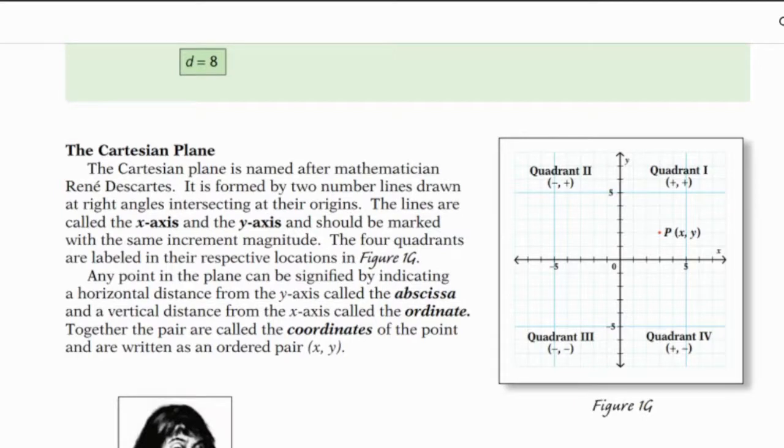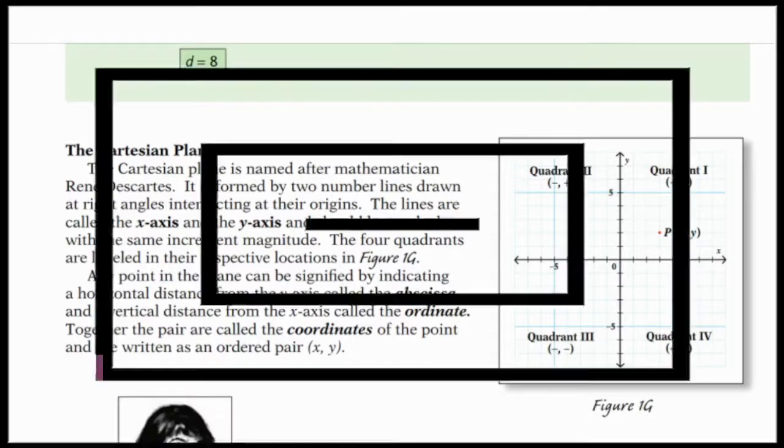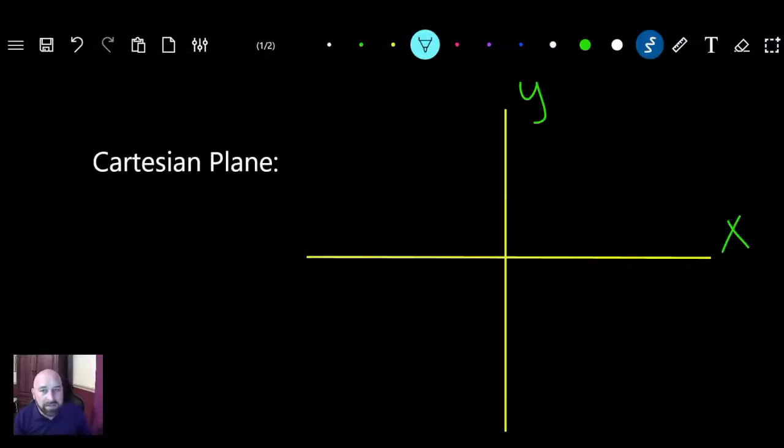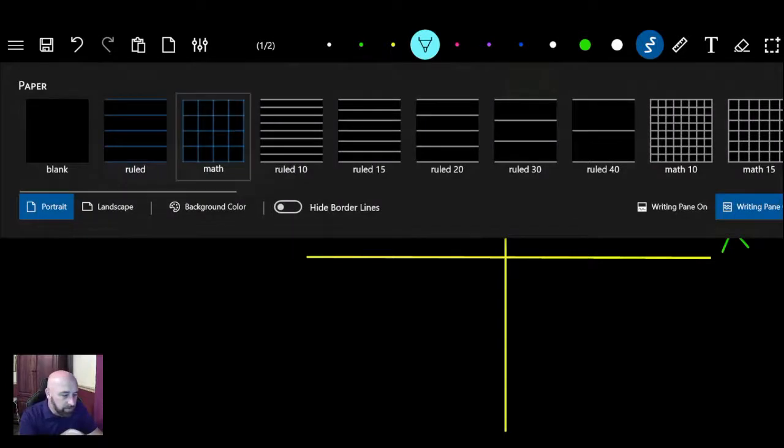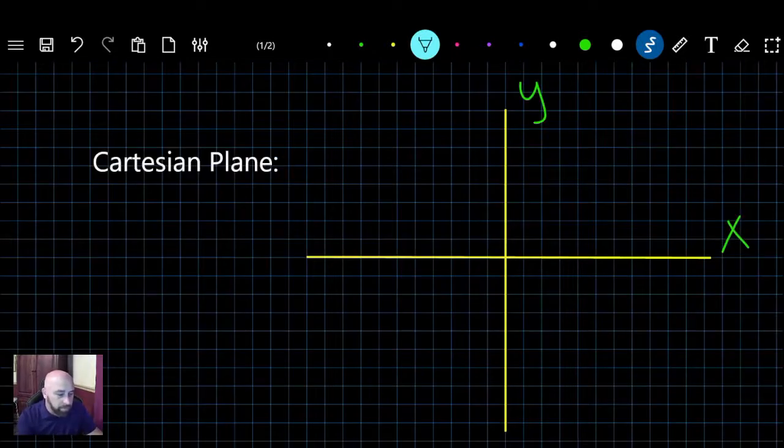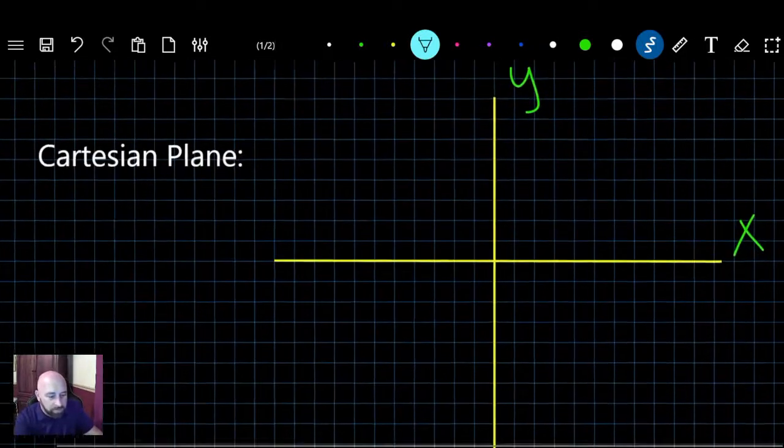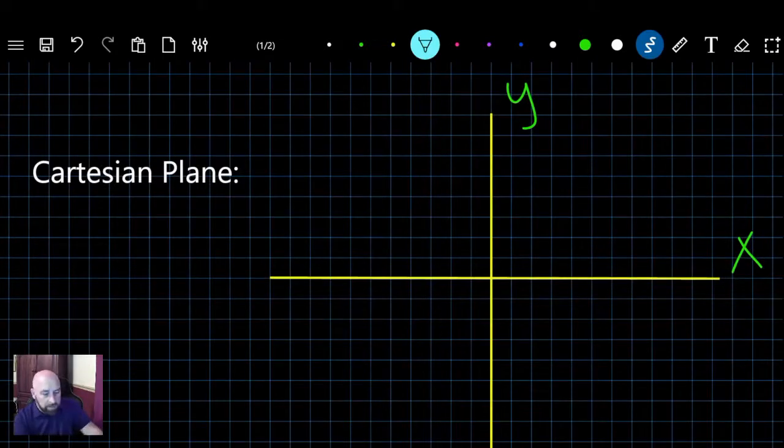All right, what are some key things on the Cartesian plane that I want you to know? Let's jump back over here to this screen and let's look at some key things. Really the big thing is this, and I can switch this over to graph paper, so maybe this looks a little bit better for you, or something that you're a little bit more used to. All right, so the Cartesian plane has an X and a Y.